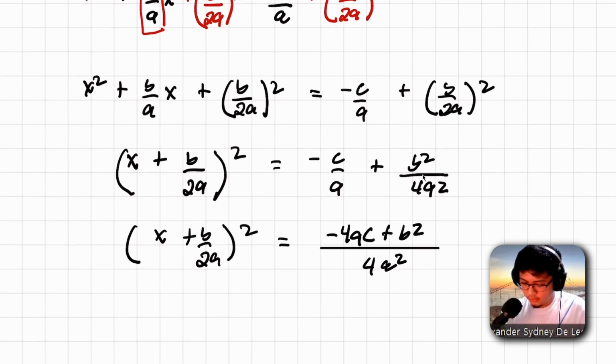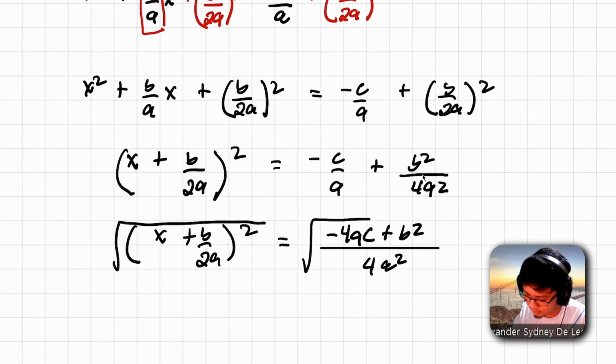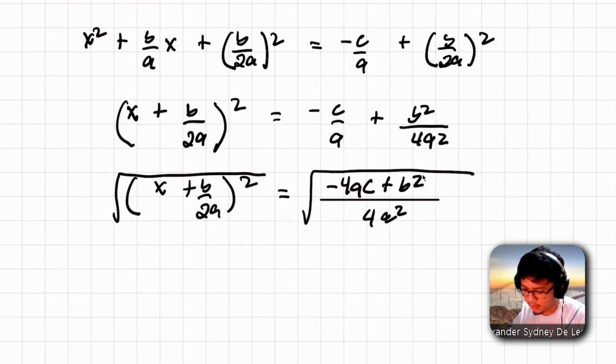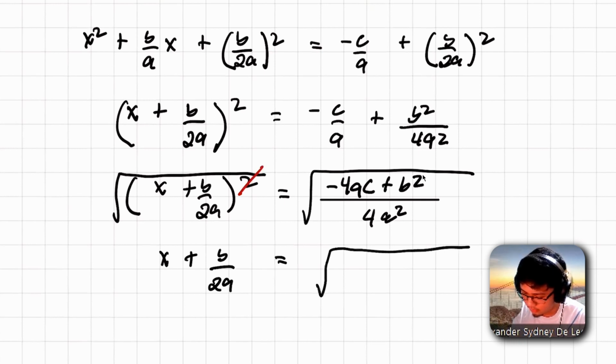Okay? And then, para makuha natin yung x, kasi yun yung goal ng quadratic formula, no? Ma-determine yung x. So, square root natin itong both sides. No? Square root natin. Then, makakancel yung square dito. Ano magiging x plus b over 2a is equal to the square root of negative 4ac plus b squared over 4a squared.